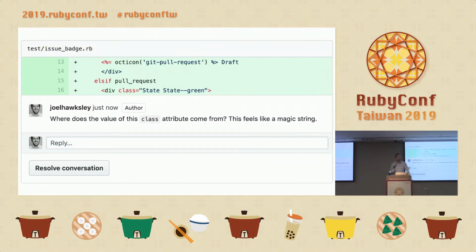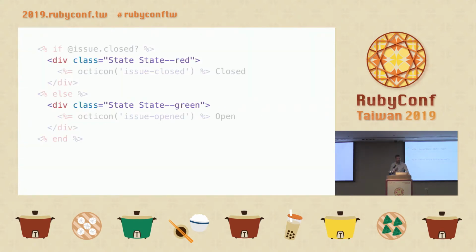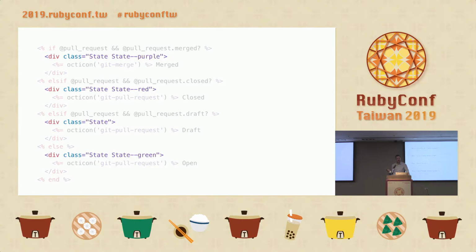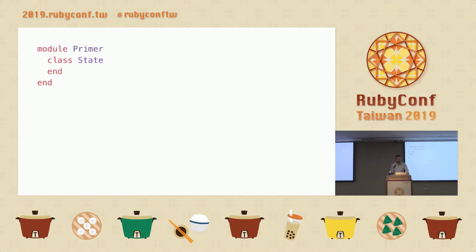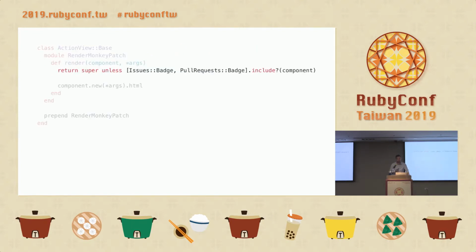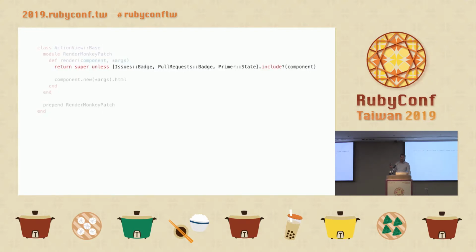So remember that comment about magic strings? Both our issue badge and our pull request badge are rendering the same state UI element from our design system. So why don't we make that a component? Our state UI element really just has one option, and it's color. So if it was a component, that would be our single argument. So let's build it. We'll call it state inside the primer module. And then we'll also need to update our monkey patch to handle yet another component.